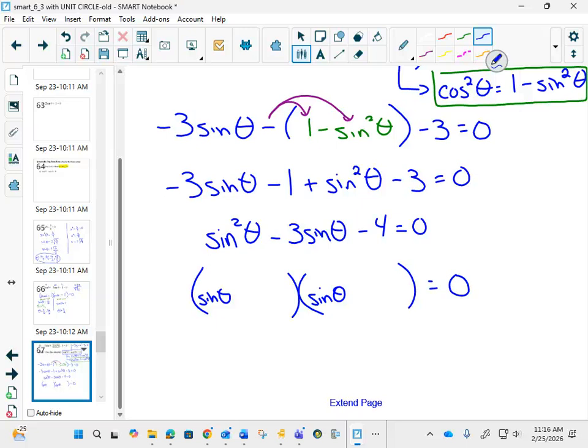But if I try 4 and 1, my outside would be 4 sine theta, my inside 1 sine theta. I want to get minus 3. Can you see that you could do that with a minus 4 on the outside and a plus 1 on the inside? Double check, does the last one still work? Yes. Split it up. If this is equal to 0, then sine theta would be negative 1. If this is equal to 0, then sine of theta would be 4.